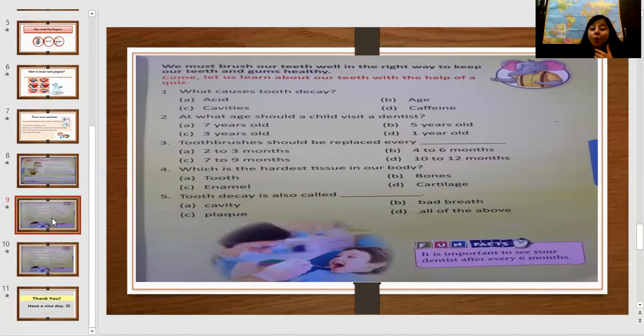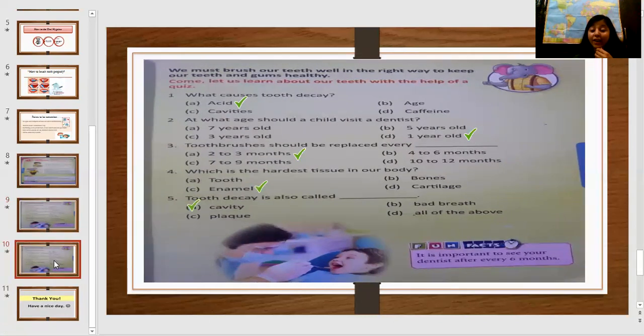Next question is, at what age should a child visit a dentist? Options are A, 7 years old, B, 5 years old, C, 3 years old, and D, 1 year old. So what is your answer? Yes, the correct answer is 1 year old. When a child is 1 year old, he must visit a dentist. Let's move to the next one.